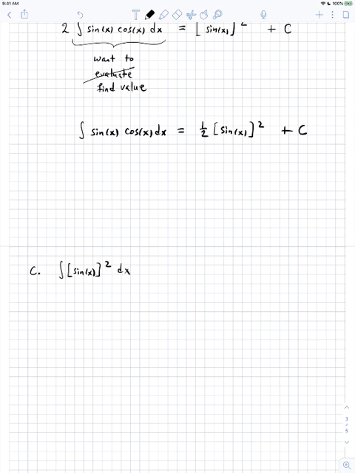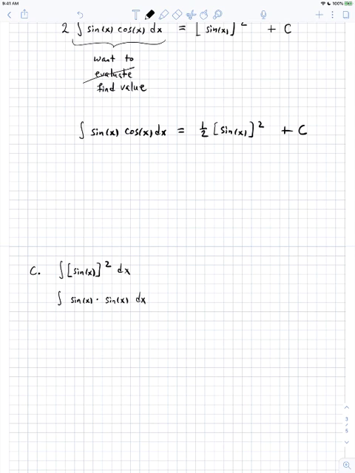Now there are different ways to do this problem. The easiest way is probably to use a trigonometric identity. However, let's do this one using integration by parts. Now, at first you might think that seems like a strange thing to do because it's not a product, but actually it is a product. It's the integral of sine x times sine x dx.